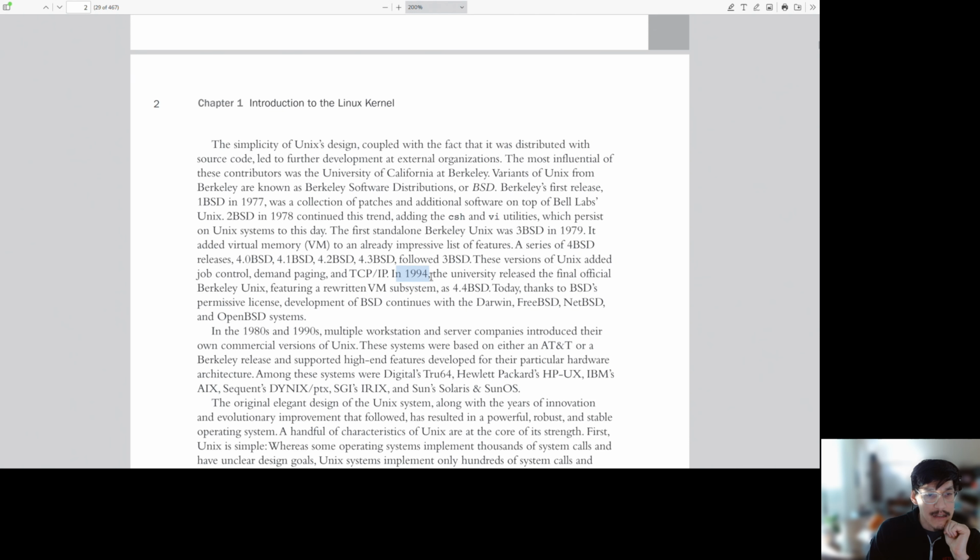In 1994, the university released the final official Berkeley Unix, featuring a rewritten VM subsystem. So I think VM meaning virtual memory, or I guess in general, like process management thing, as 4.4 BSD. Today, thanks to BSD's permissive license, development of BSD continues with Darwin, which is what Mac OS is based off of, and the FreeBSD, NetBSD, and OpenBSD systems.